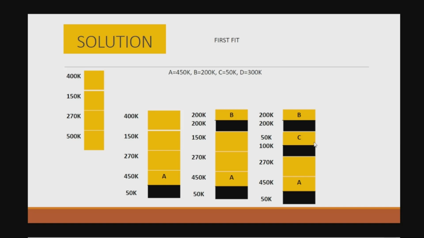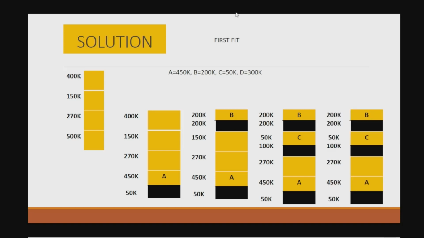Okay. The next part is D. D consists of 300k. Here is already used by B, here is already used by C. This one is not enough for D because D is 300. We only have 270 here. This one is already used by process A.